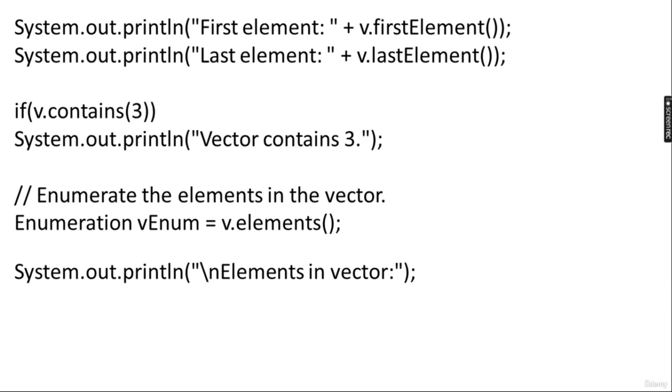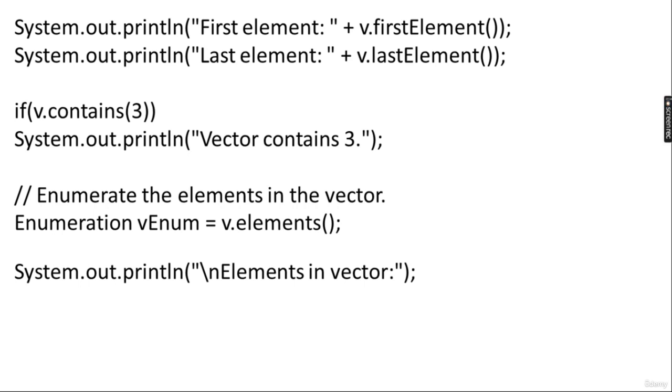If v contains 3, then it will return true. Vector contains 3. Enumerate the elements using Enumeration. So Enumeration is obsolete. It is not banned or deprecated. You can still use it because legacy classes or code is still there, and those use the Enumeration interface.